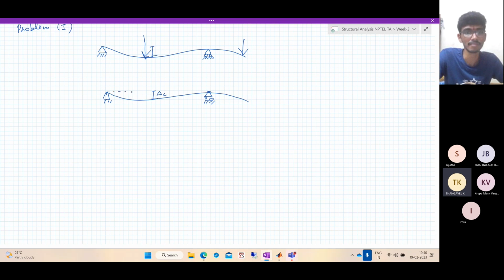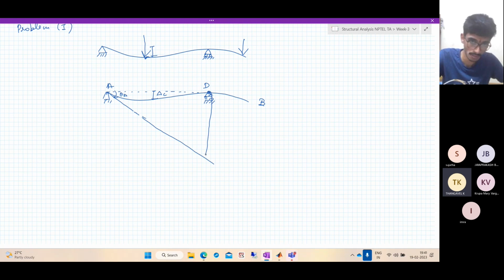Now, as we did for the first problem, let us take these points as A, D, B. Let us draw a tangent at A. It's inclined at theta A. And this is TD with respect to A. This is TC with respect to A. Now, what do we know about TD with respect to A? Because the point D does not deflect, the point D is fixed. It cannot deflect. So we can directly compute TD with respect to A.